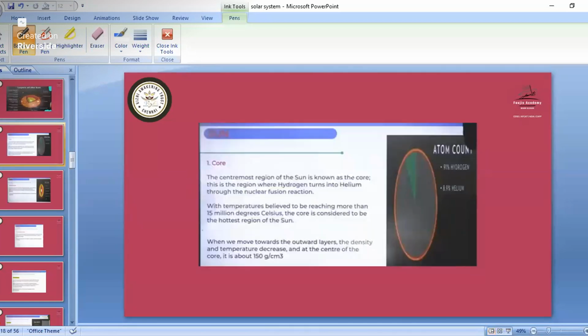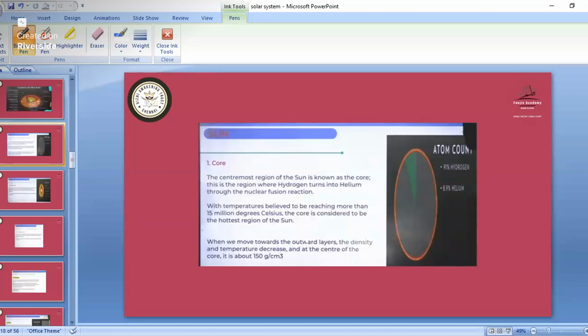Now we will see all the layers of the sun. The core is the centermost region. The centermost region of the sun is known as the core, and this is the region where hydrogen turns into helium. At the center that fusion is taking place, and hydrogen turns into helium through the nuclear reaction, with temperature believed to reach more than 15 million degrees Celsius. So the core is considered the hottest region. If a question comes, which is the hottest region, that is the core. Inside the core we have 91% hydrogen and only 8.9% helium, and hydrogen turns into helium due to the nuclear fusion reaction.